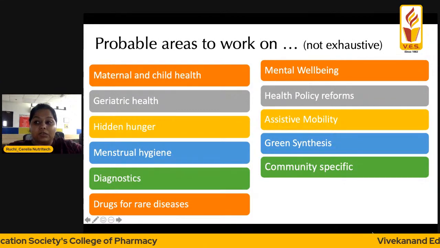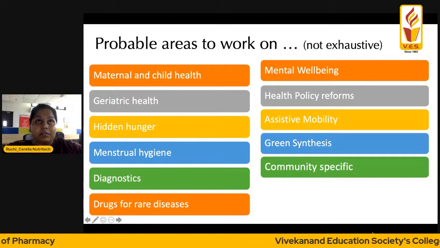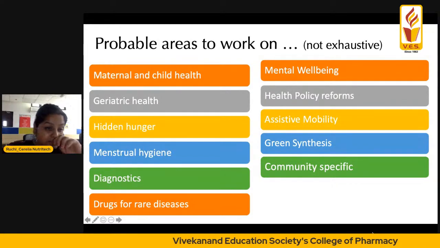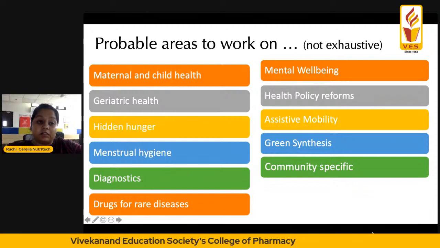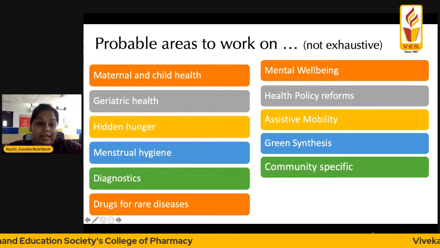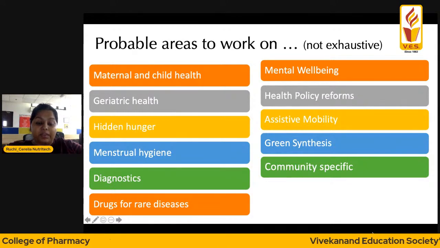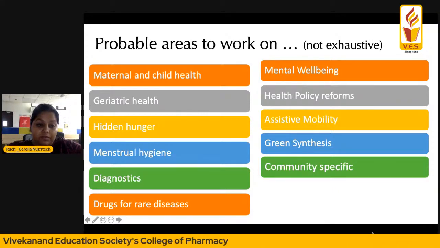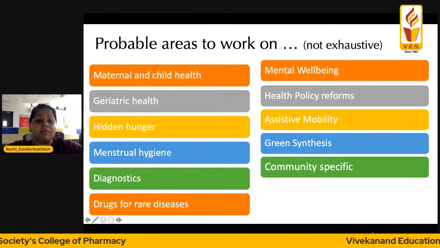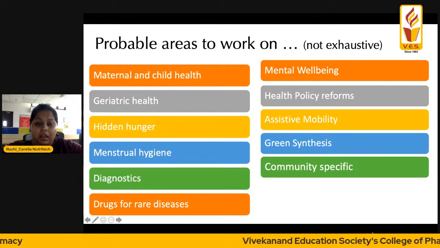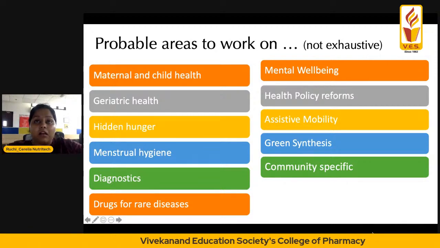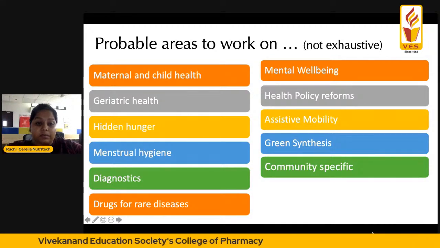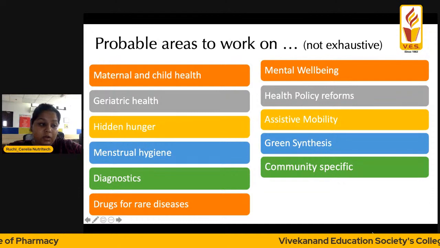Geriatric health is another issue wherein, especially in urban areas, the families are becoming smaller and smaller, there are very few health givers or caretakers. So geriatric health is another issue which requires a lot of work. Hidden hunger for both adults as well as children is another major problem where you can work on. Menstrual hygiene, diagnostics. A lot of work is being done on faster diagnostics, cheaper diagnostics, electricity-less diagnostics, which is amazing. A lot of engineers are working in this sector. We pharmacists can do a lot here.